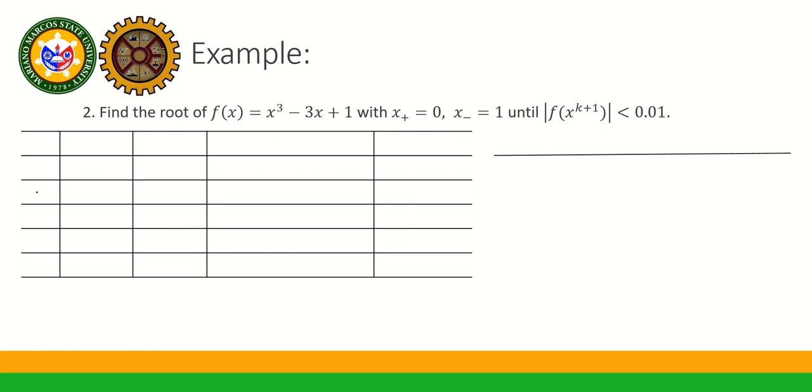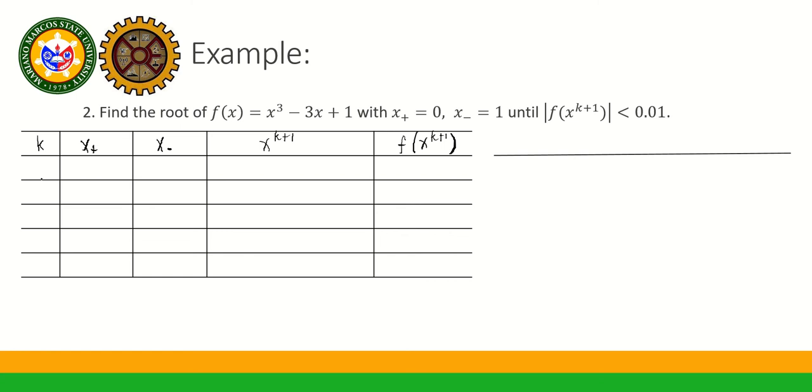So, in our table, column 1 will have values for k. Column 2 will be x positive. Column 3, x negative. And this will be x raised to k plus 1. And of course, this is f of x raised to k plus 1. Okay?